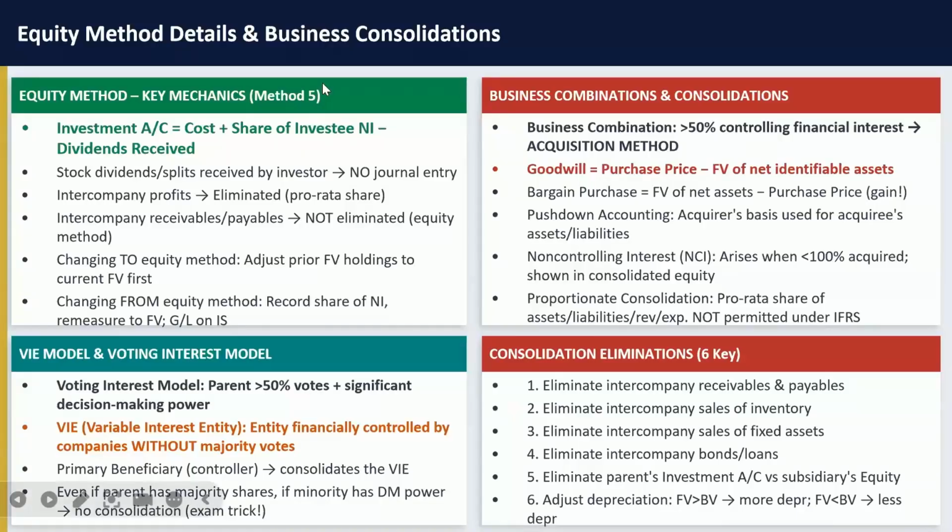I'll repeat it again. You have 60% of shares in Infosys company, but none of your decisions are considered by the Infosys company. You just contribute 60% of their shares. Do you consider it as consolidation? Yes or no? Hello guys. Yes or no? Is that consolidation?